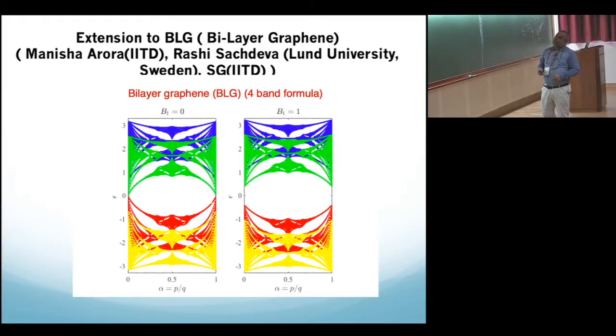We are jointly working with one of my former students, who is my postdoc at Lund University, Sweden, Rashi Sajdeb. So we are calculating this quantization of Hall conductivity. Another thing we are also calculating, because there is going to be a Hofstadter butterfly, is the diagonal part of the conductivity, which is going to show some novel type of Shubnikov-de Haas oscillation. That is a somewhat computationally heavier part of this problem, which we have not done in the previous work, so that is something we are doing currently.